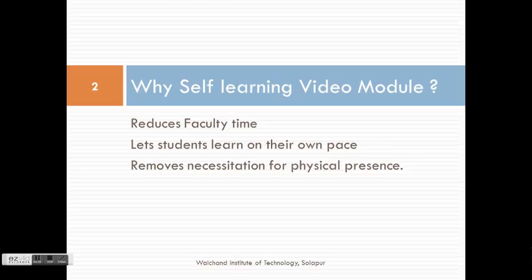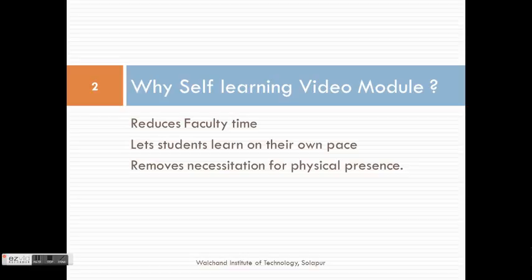The second point which we wanted to address with the self-learning module was to let students learn at their own pace. Nowadays, this is a very immediate need of every student who envisions becoming an engineer. They need to have self-learning ability developed in them. It is also the most preferred mode of learning by students. Another point we have addressed is that it removes the necessity for physical presence of both students and faculty.